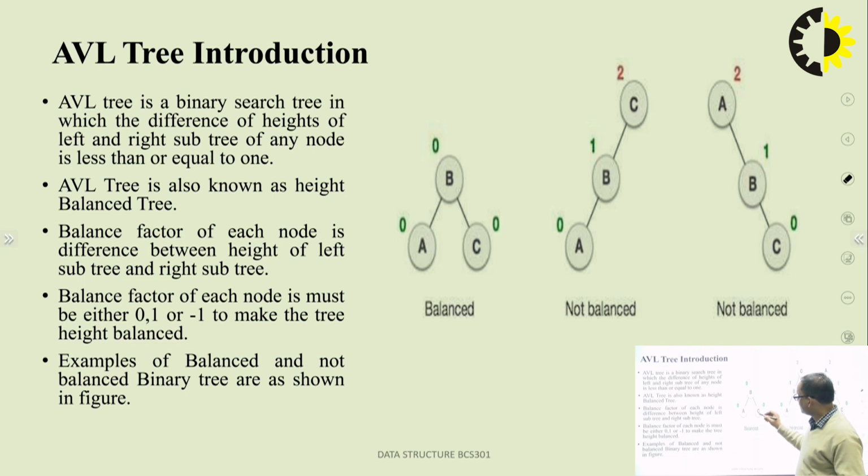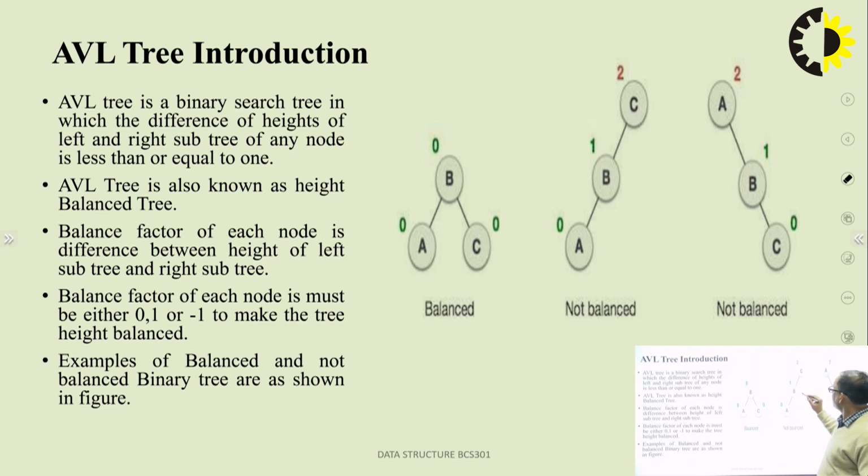Suppose this is the first tree. Here the root is B, C is the right child of B, and A is the left child of B. So this is a BST. Now the balance factor of each node: A has no left child and no right child, so the balance factor of A is 0. In the same case, the balance factor of C is 0. Again, if we calculate the balance factor of B, there is one node in the left and one node in the right. So 1 - 1 is 0. So the balance factor of B is 0. So in this tree, the balance factor of each node is 0. So this is an AVL tree.